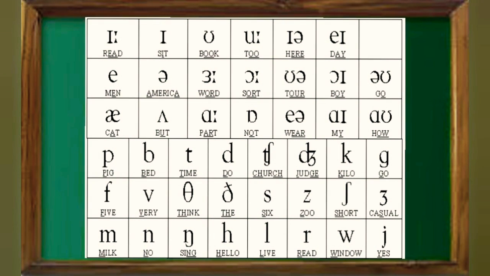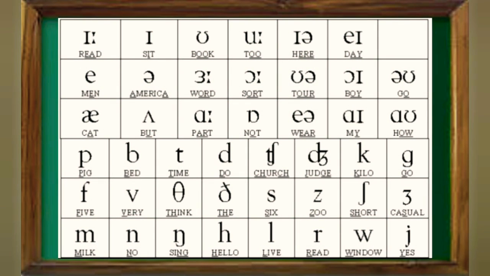The IPA was also intended to supersede the existing multitude of individual transcription systems. It was first published in 1888 and was revised several times in the 20th and 21st centuries. The International Phonetic Association is responsible for the alphabet and publishes the chart summarizing it.